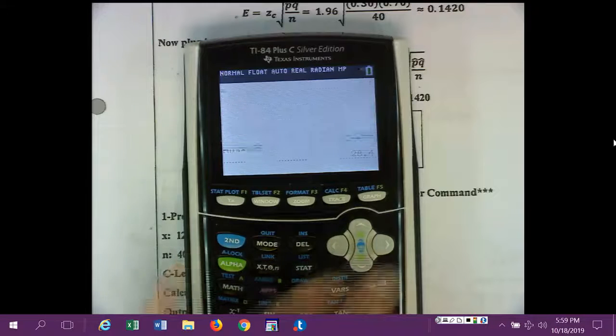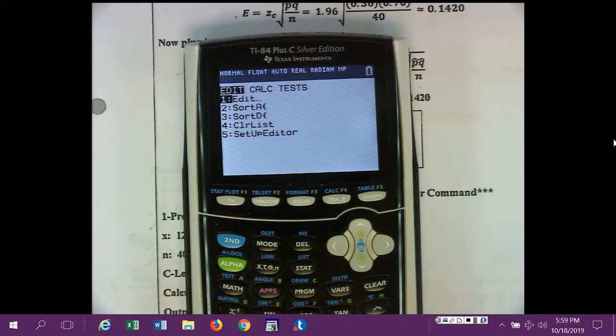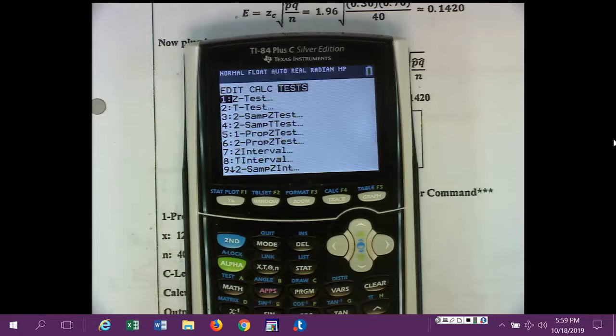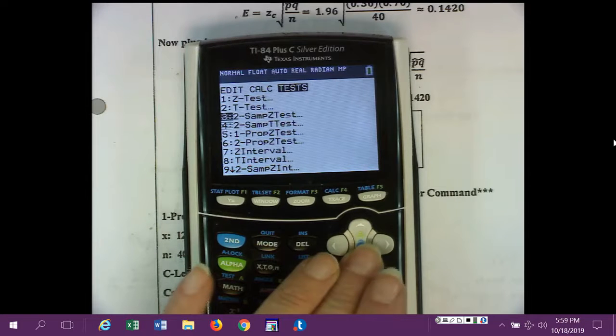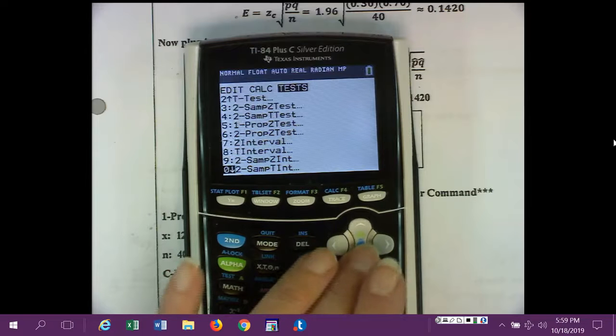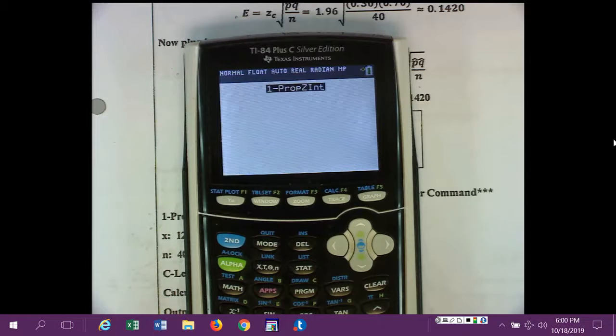You will clear out your window. That's always best. Go to Stat, arrow over to Test, and you do not see at first glance, unless you scroll down, the proportion interval. There it is at A, alpha A. So you'll have to scroll down to see it. 1 prop Z interval. Prop means proportion, and it's a type of Z interval.